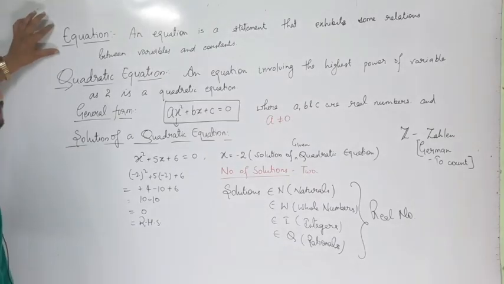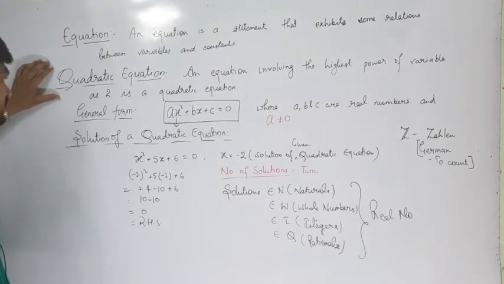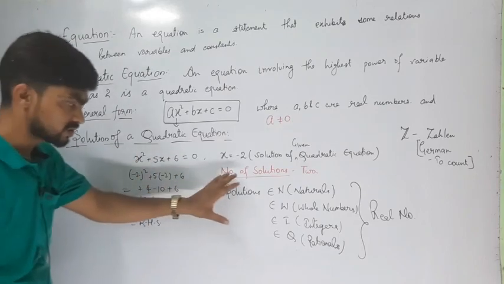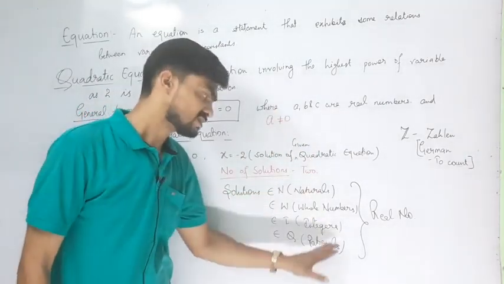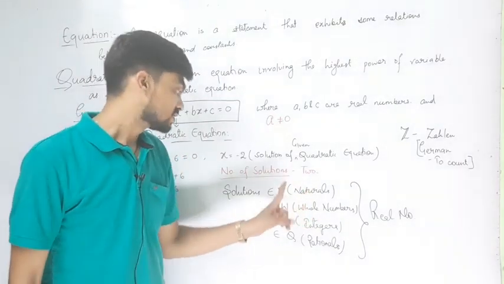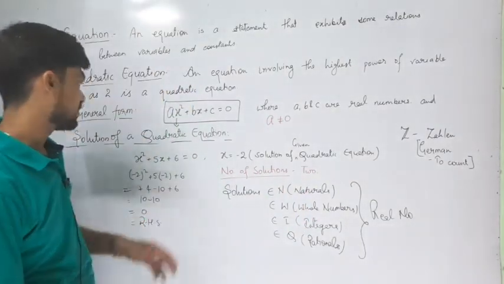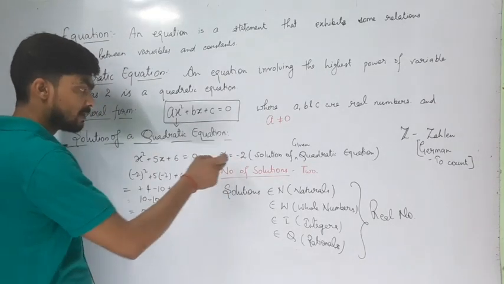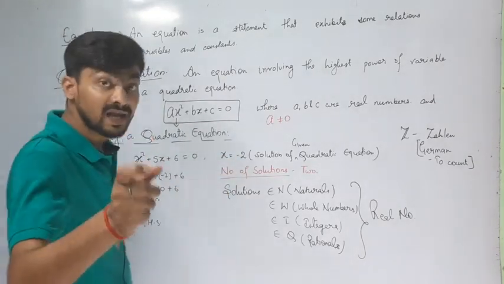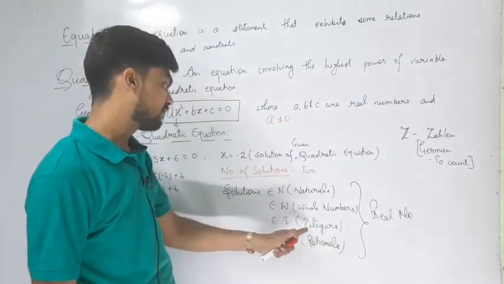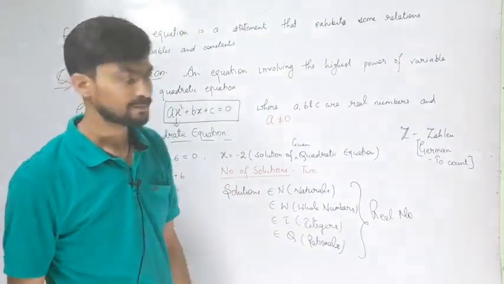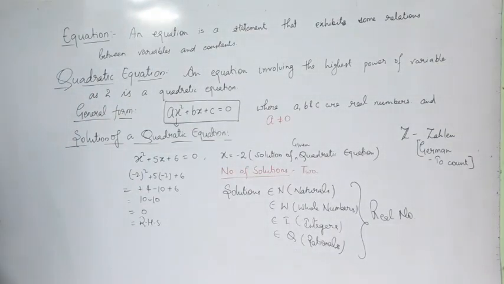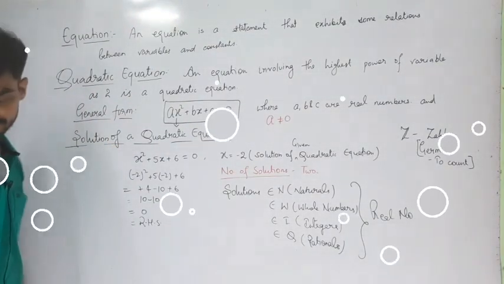What an equation is, what a quadratic equation is, what the general form is, what the meaning of solution is, how many solutions it can have, and from which type of numbers the solution can occur. For example, here we have seen x equal to -2 is a solution of this equation. -2 is an integer, so that will come from the integers number set. I think up to here you might have been aware of. Take a screenshot and we shall move further.